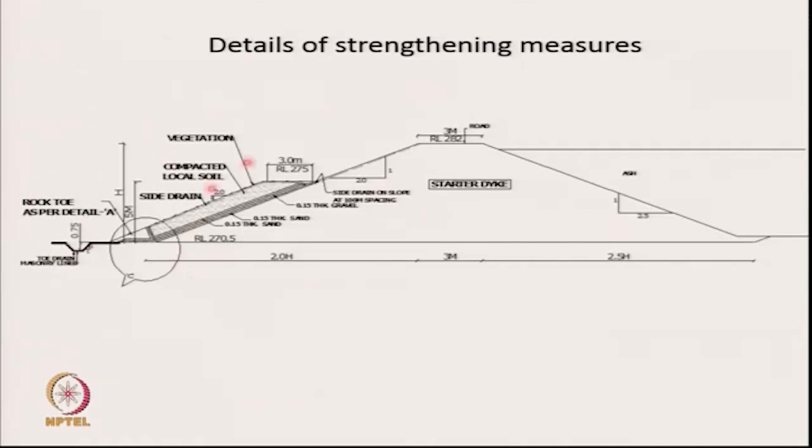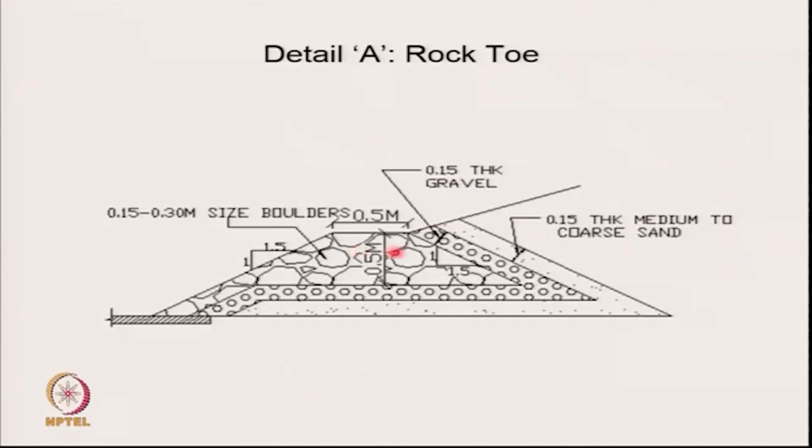This diagram is actually a mirror image of the what does a stabilizing berm look like? A stabilizing berm will be nothing but some additional soil or ash or tailings along with a drain and along with a rock toe and a toe drain. So typically a rock toe will look like this. This is your ash or tailings or soil. This is sand, this is gravel, this is cobbles and boulders.